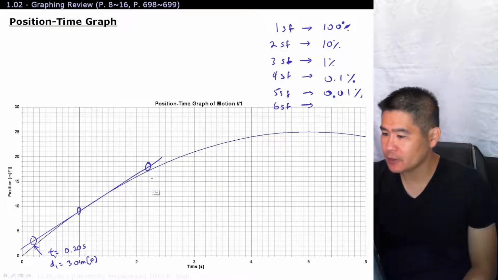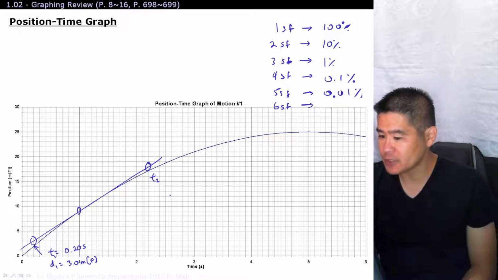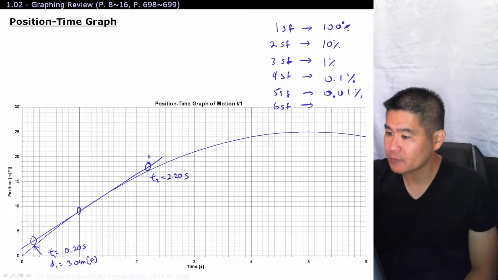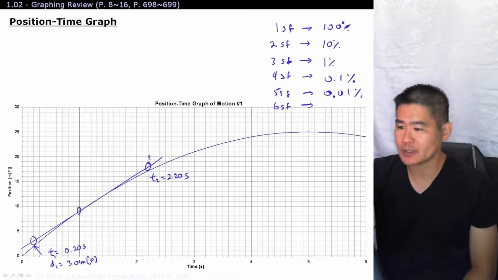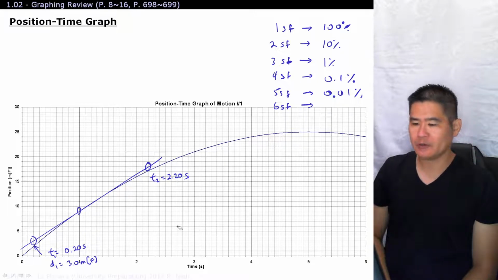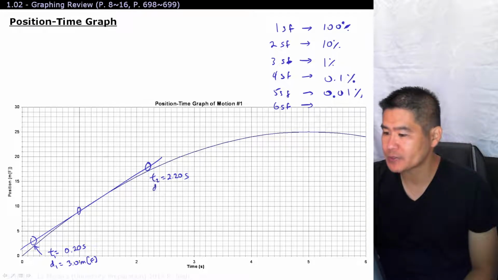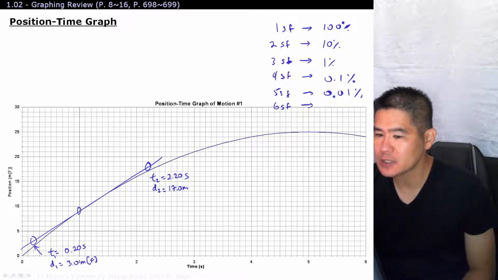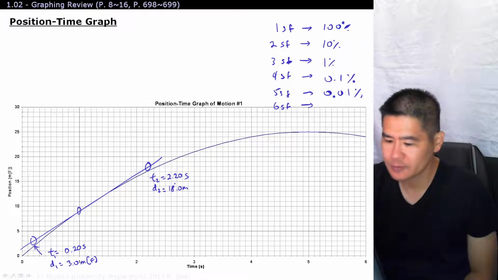Our second point over here, we'll call it time of reference number 2. That's at 2.20 seconds. How did I know this was 0? Because if I had it somewhere over here, I'd probably have to estimate 2.21 seconds. So that's what I mean. You want to choose points that pass through the crosshairs of your graph paper, because you can get much closer to the actual answer. It just helps. D2 is equal to 17.0, 16, 17, 18. Isn't it 18? Sorry, 18.0 meters.